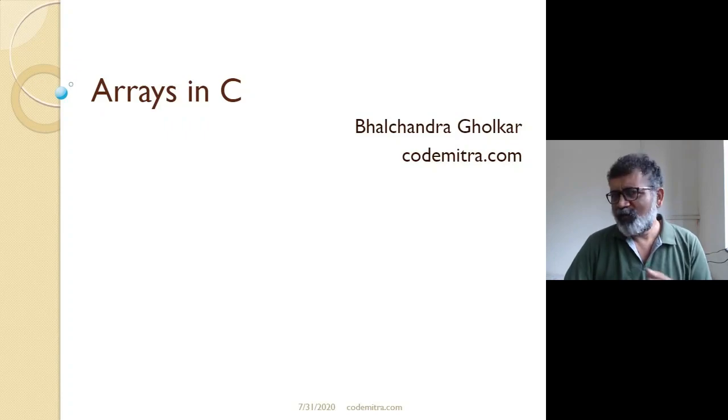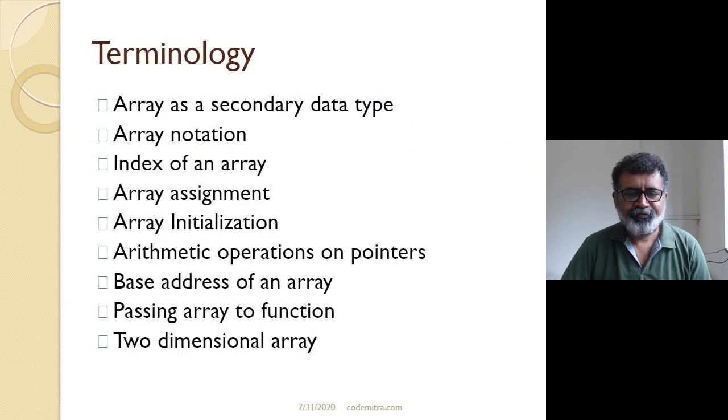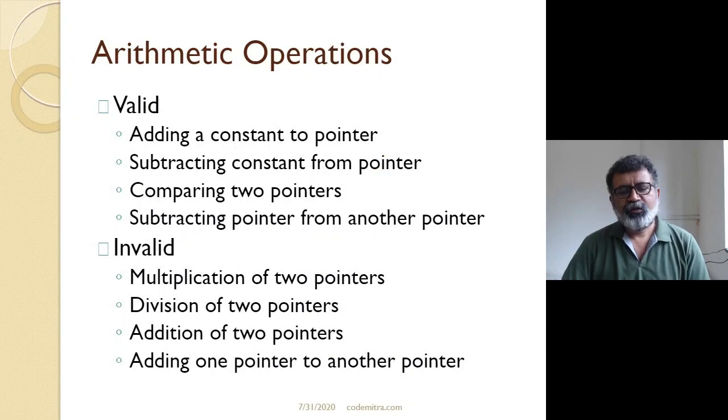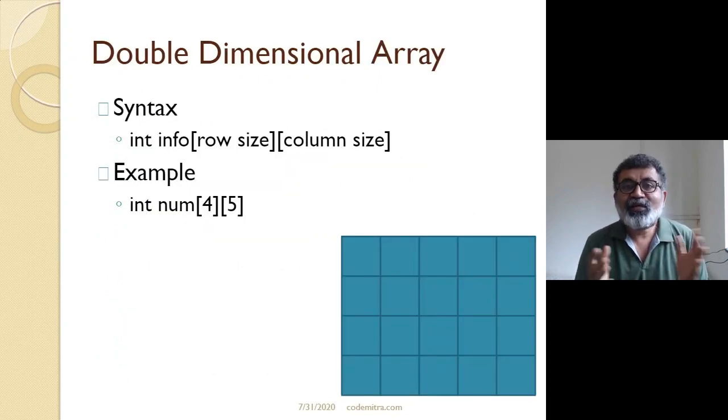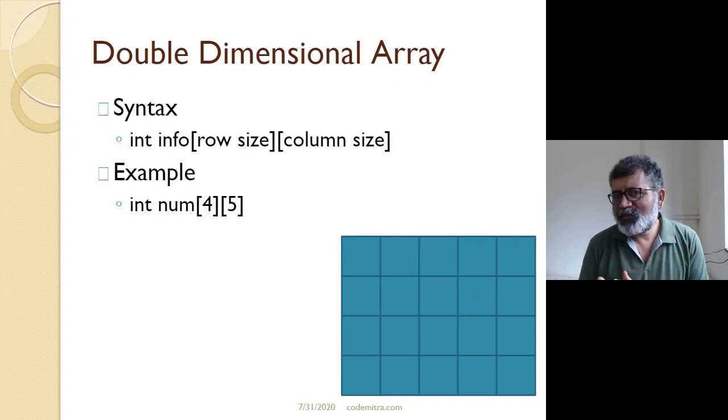So we will have a quick view at the double dimensional array, and then we will continue tomorrow. So basically, what is the double dimensional array? Multi-dimensional array can be there, right?